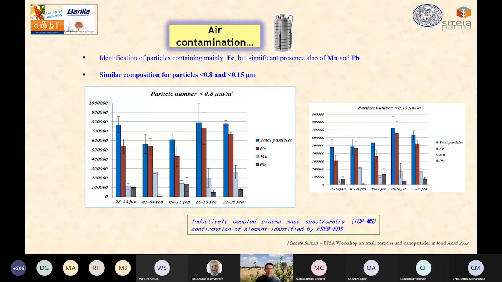What we have learned at the end is a confirmation of what was found in the wheat chain, because particles were mainly represented by iron, but in this case we have also found the presence of magnesium and lead, probably also connected to the motorway. And as you can see, this is the composition obtained, which is similar if we look at the fraction lower than 800 nanometers and the fraction lower than 150 nanometers. Again, the results were also confirmed by corresponding ICP-MS analysis on the filters obtained from the different stages of the cascade impactor.